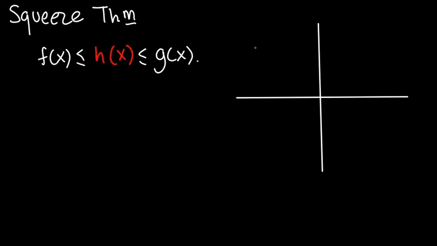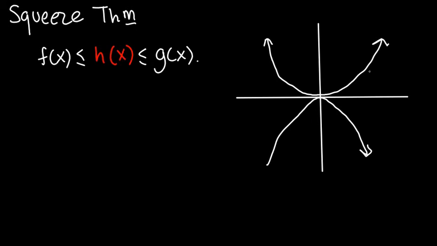So basically, what this theorem states is that if h of x is always between two functions, and those functions are equal at some point, then definitely, because it has to squeeze through, that function is equal to that point as well. Like in this example, here we have x squared and negative x squared, and we have this sinusoidal function. Because x squared and negative x squared are equal to 0 at x equal to 0, that means that this sinusoidal function also must be equal to 0 at x equal to 0.